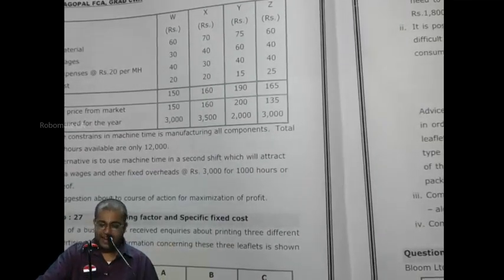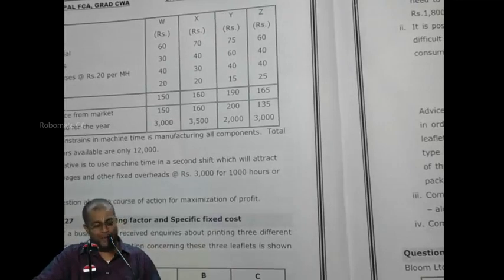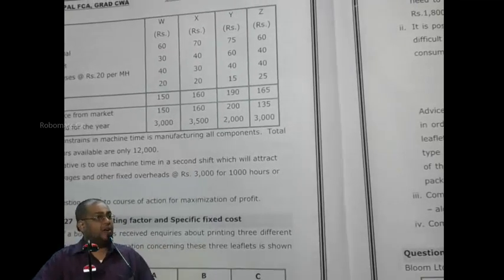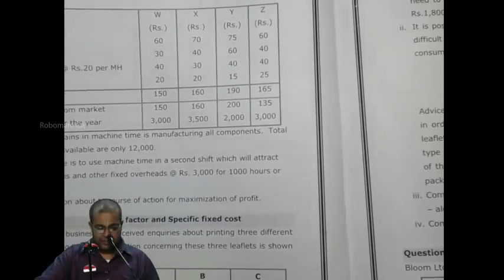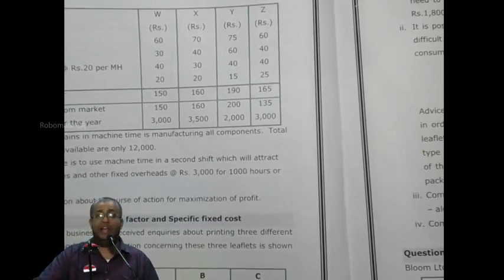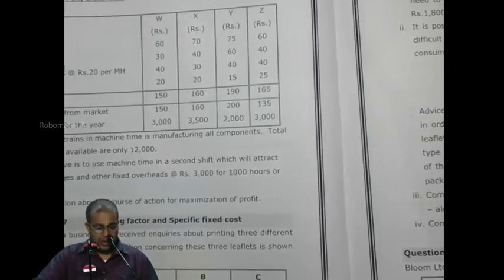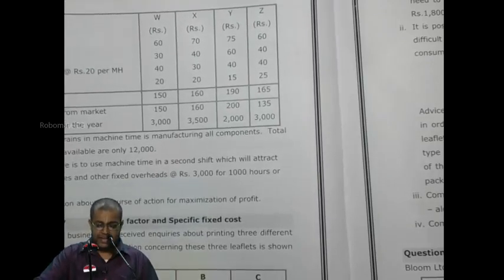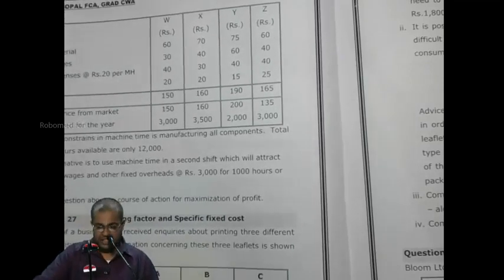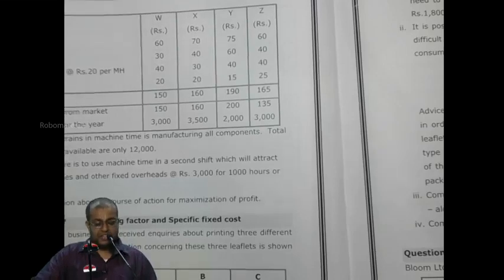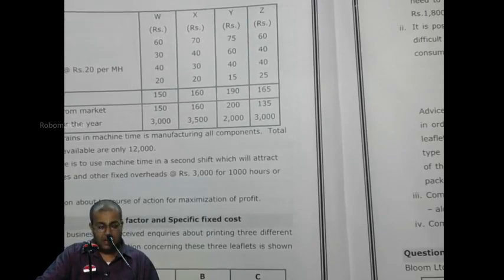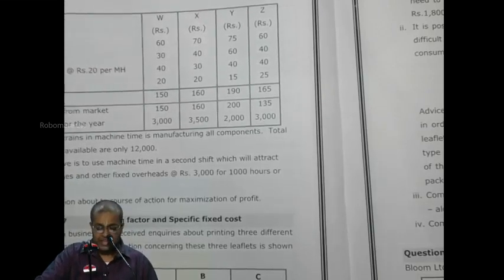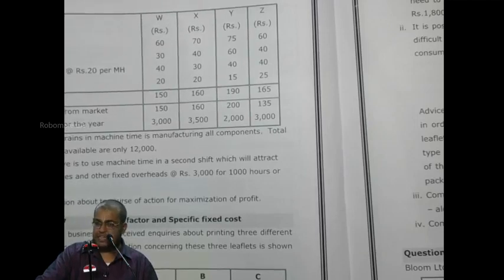Purchase price from market is given: 150, 160, 200, 135. Units required for the year have also been given. There are constraints in machine time in manufacturing all components. Total machine hours available are only 12,000 hours. Another alternative is to use machine time in a second shift, like overtime, which will attract 20% extra wages and other fixed overheads at rupees 3,000 for 1,000 hours or part thereof. Give your suggestions about the course of action for maximization of profit.